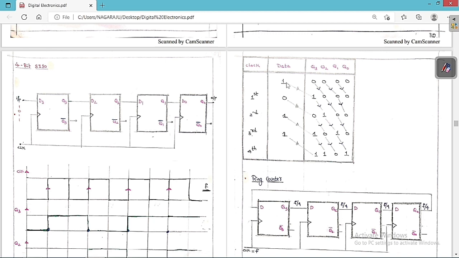So like this, all the input data 1, 0, 1, 0, 1, 0, 1, 1 is now present in Q0, Q1, Q2 and Q3. So this is the point that you always have to keep in your mind.